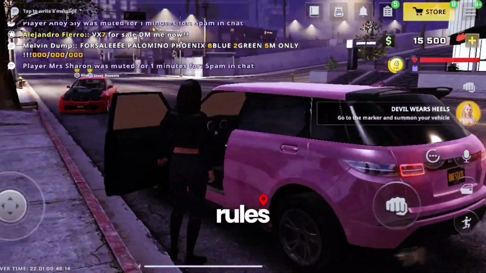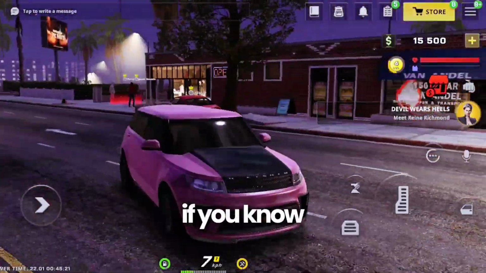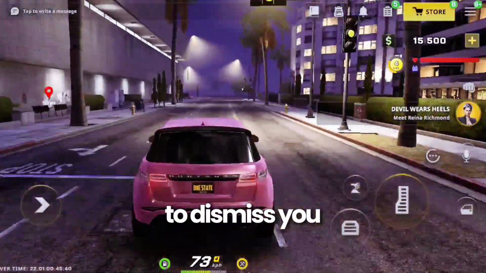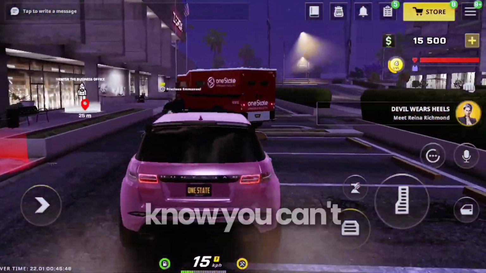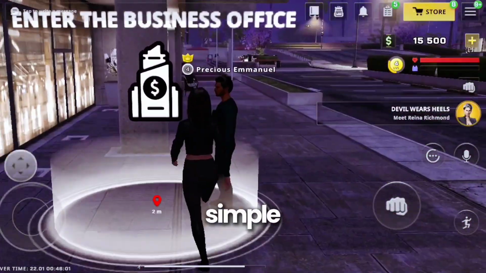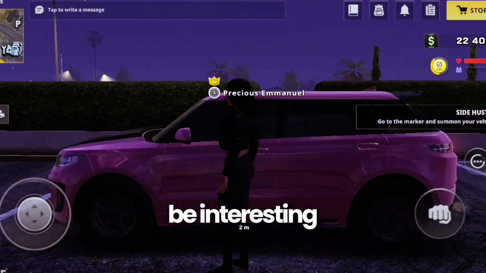but yes, all factions have rules and you have to follow them. If you know you cannot follow the rules of the game, the RP rules, or the rules of factions, don't join factions. They will dismiss you anyway. But truthfully, if you want to enjoy this game, just follow the rules. It's very, very simple. It is roleplay, and the reason the rules are there is for the game to be interesting for every one of us.